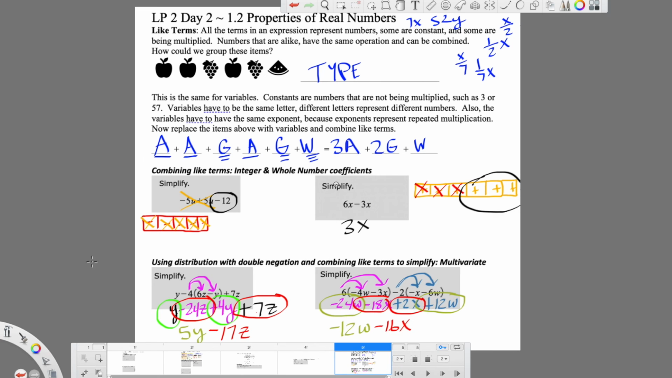All right, so that was kind of our review there on adding like terms. Just make sure you're paying attention to whether or not they have the same variable and the same exponent. And then also pay attention to that order of operations, because that is always present when we're simplifying. And eventually when we get to solving, we need to make sure we're always following the order of operations when we're doing simplification.